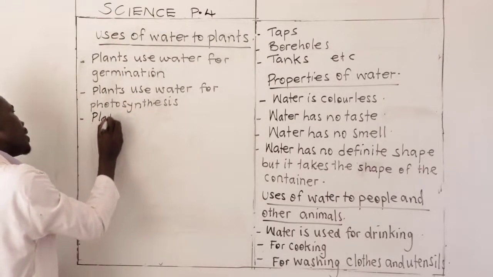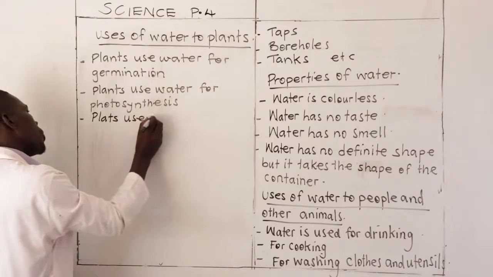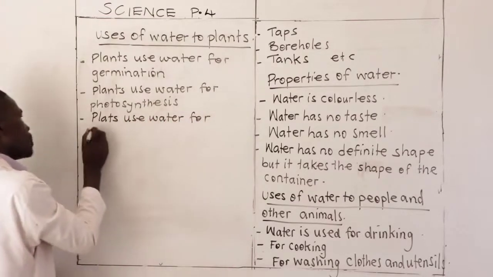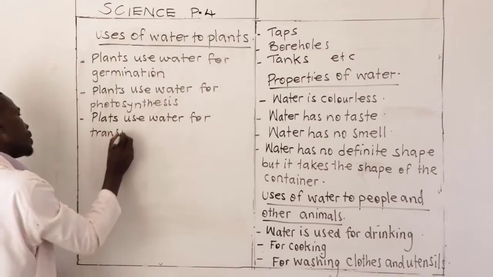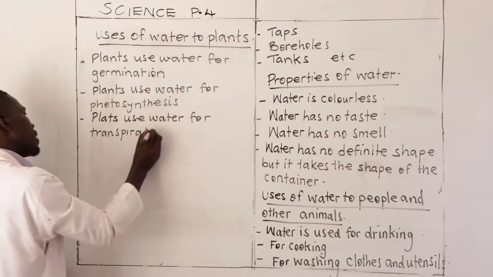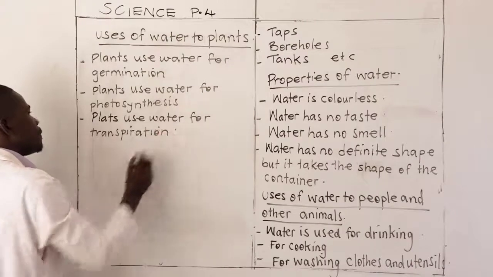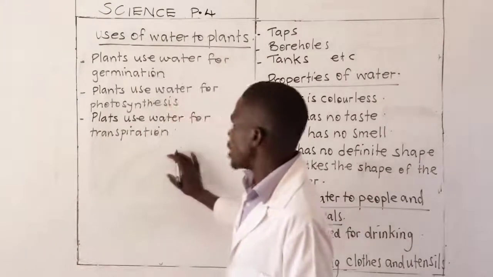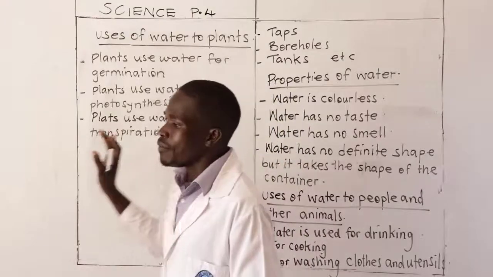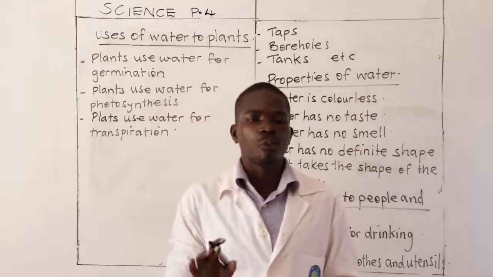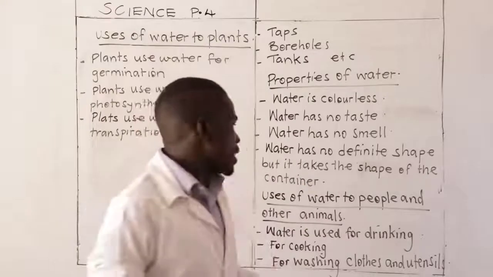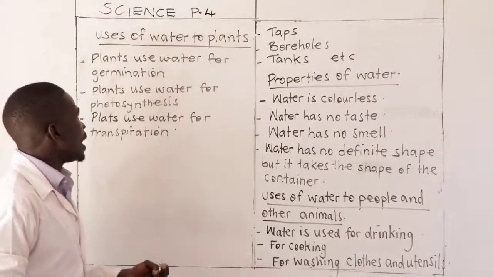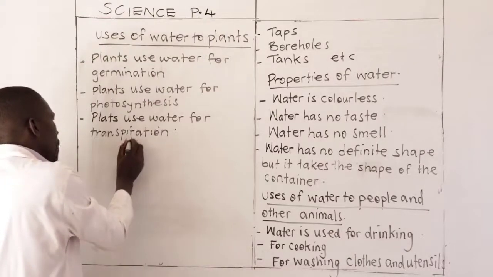Plants use water for transpiration. So all these are the uses of water. There are very many uses of water to plants, Primary 4. But these were some uses of water to people and animals. These are the uses of water to plants.